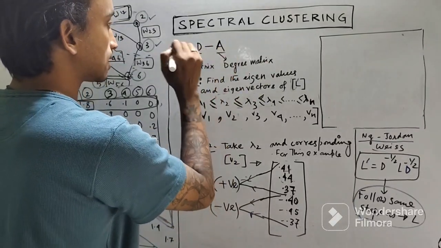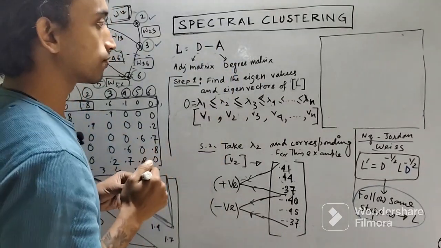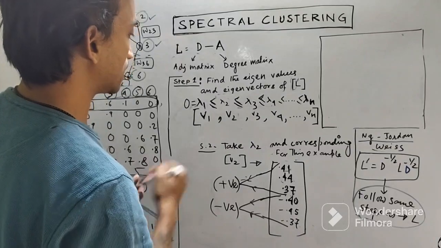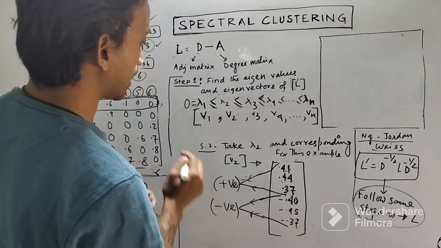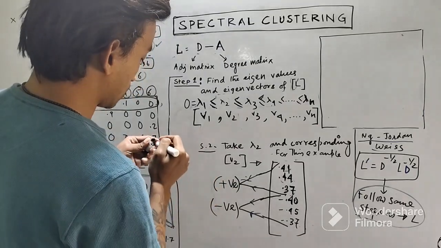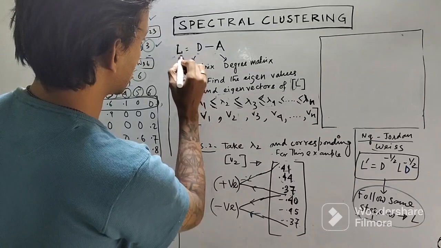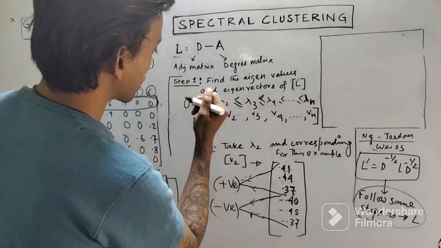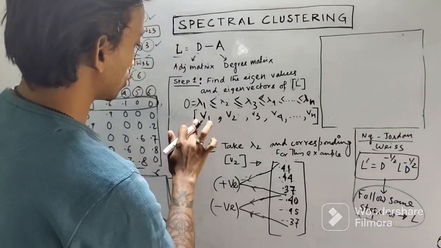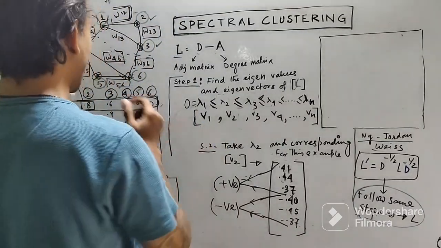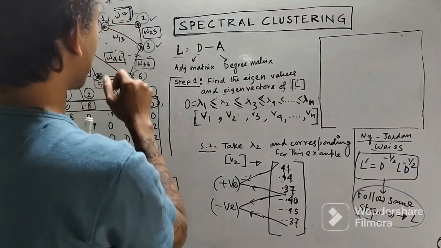After computing this Laplacian from the degree matrix and the adjacency matrix, what do you have to find? You have to find the eigenvalues and eigenvectors of this Laplacian matrix. The same for this L, you have to compute eigenvalues and eigenvectors.